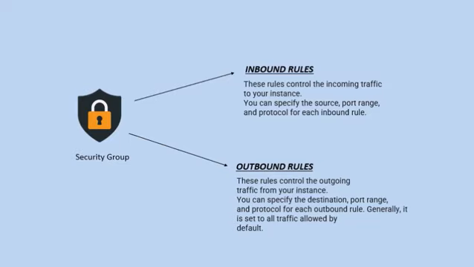So the inbound rules control the incoming traffic, and we can specify the source, port range and protocol for each inbound rule. Similarly, outbound rules control the outgoing traffic from your instance. You can specify the destination, port range and protocol for each outbound rule. And generally, it is set to all traffic allowed by default.